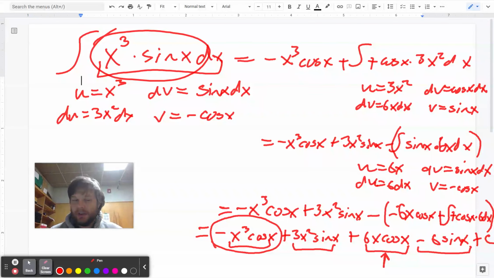In the next video, I'll show a slightly fancier example of repeated integration by parts where it cycles back on itself. So please ask questions. Let me know how I can help.